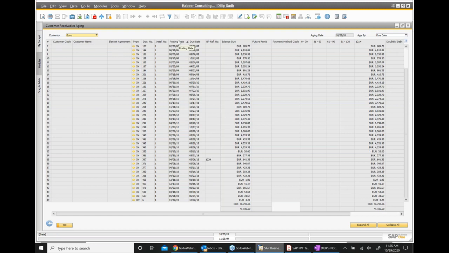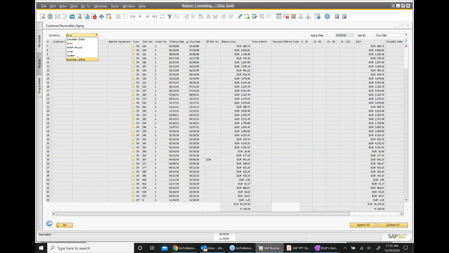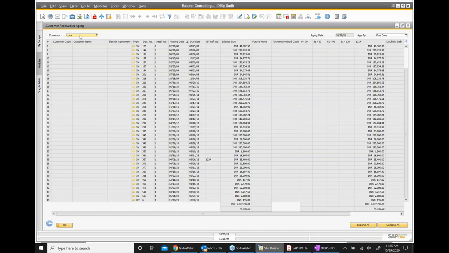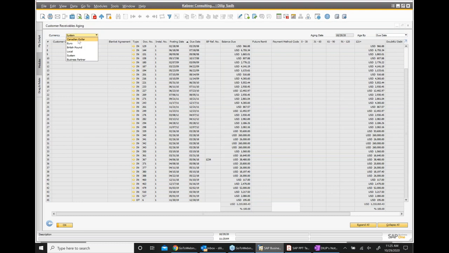We can select different currencies also. Which currency I want: business partner currency, system currency, local currency. It becomes INR, you see that? I want it in system currency, it becomes US dollars. I want to see British pound, it becomes British pound, as per the conversion rate. I want to check in euro, it becomes the euro. Okay. So this is my customer liability. This is another important report. And then we have the vendor liability, which is another important report.